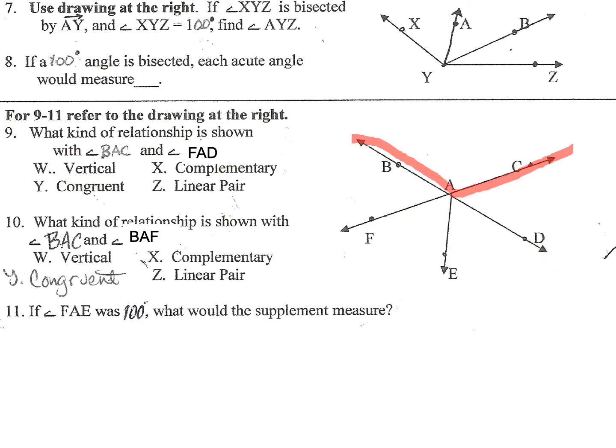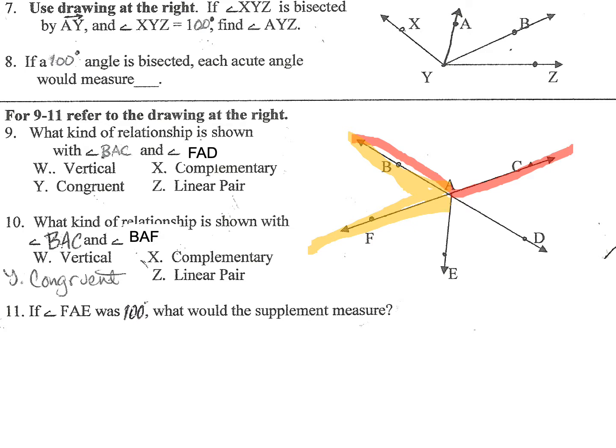Same kind of thing here, and BAF. BAF is on the side right there. So that's not vertical. And are they complementary? What does that mean? 90 degrees? No, it's not making 90. Not congruent. They're not matching. They're not vertical, so that leaves linear pair.